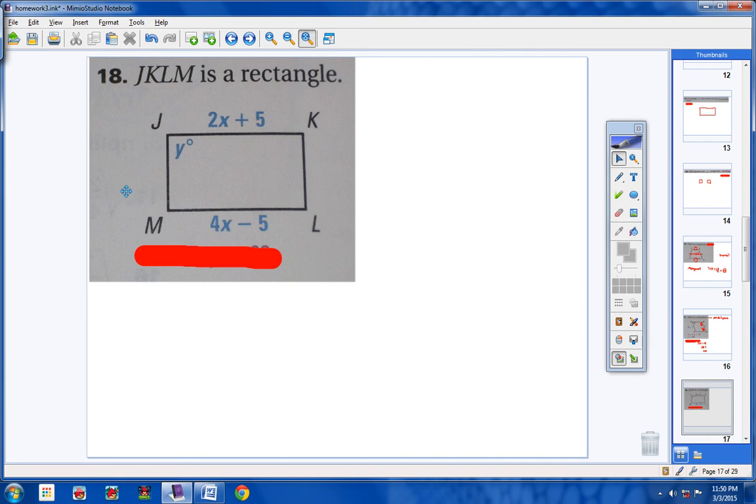JKLM is a rectangle. Now, remember the definition of a rectangle is, do you remember, it is a parallelogram with four right angles. So right away I know this angle right here is 90 degrees. That's easy. Now, next, if a rectangle is a parallelogram, that means its opposite sides are congruent. So I know this side, 2x plus 5, has to equal its opposite side, which is 4x minus 5. All right, so let's bring your 4x over, and when you bring it over, it becomes a negative 4x.